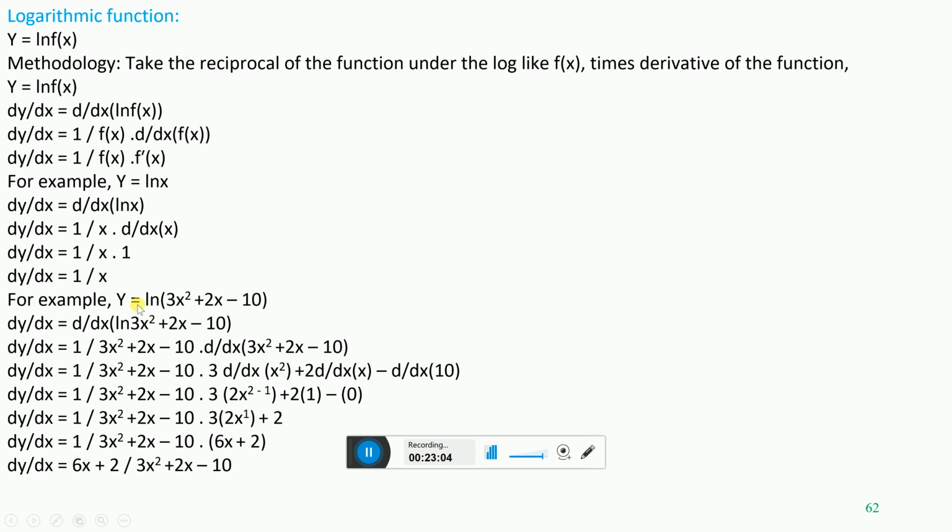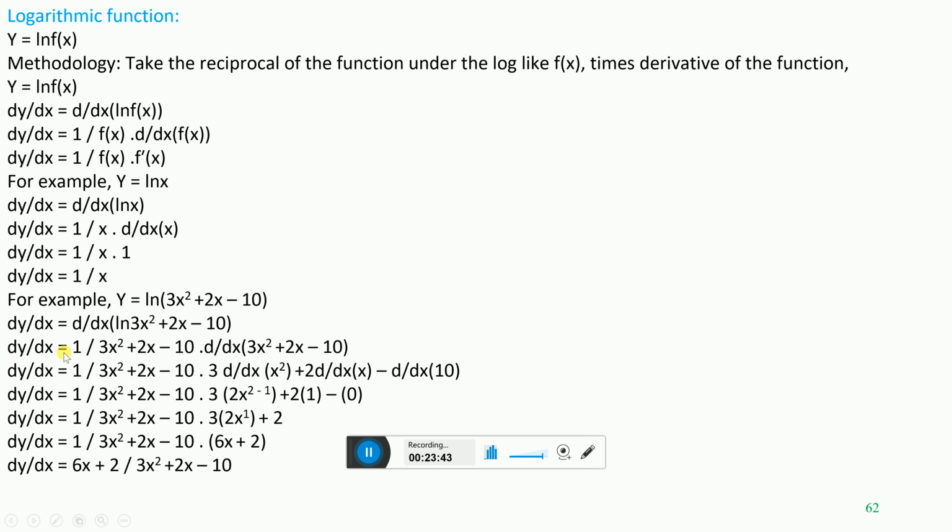For example, y is equal to ln. ln means natural log. N stands for natural, L for log, with a base e. Why do we call this natural log? Because its base is e. So for example, y is equal to ln of 3x squared plus 2x minus 10. This is the given function. We will apply the derivative on the left hand side and then on the right hand side. So dy over dx is equal to d over dx of ln of 3x squared plus 2x minus 10.